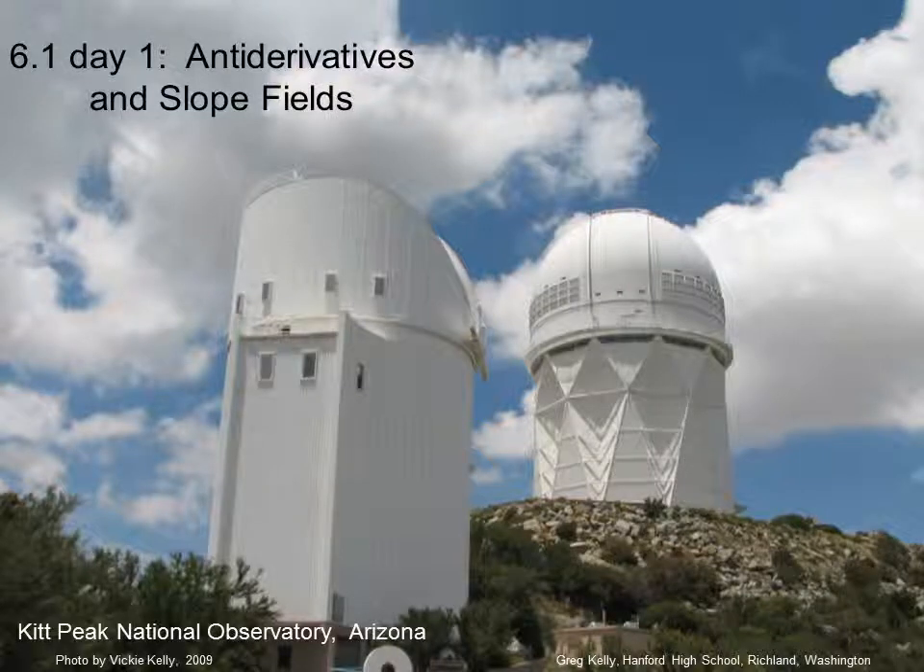Lecture 6.1, Day 1, Antiderivatives and Slope Fields. This is a picture of two telescopes at Kitt Peak National Observatory in Arizona. And to give you a sense of scale, if you look right here, this is an awning above the door, and then there's an elevator to the top.